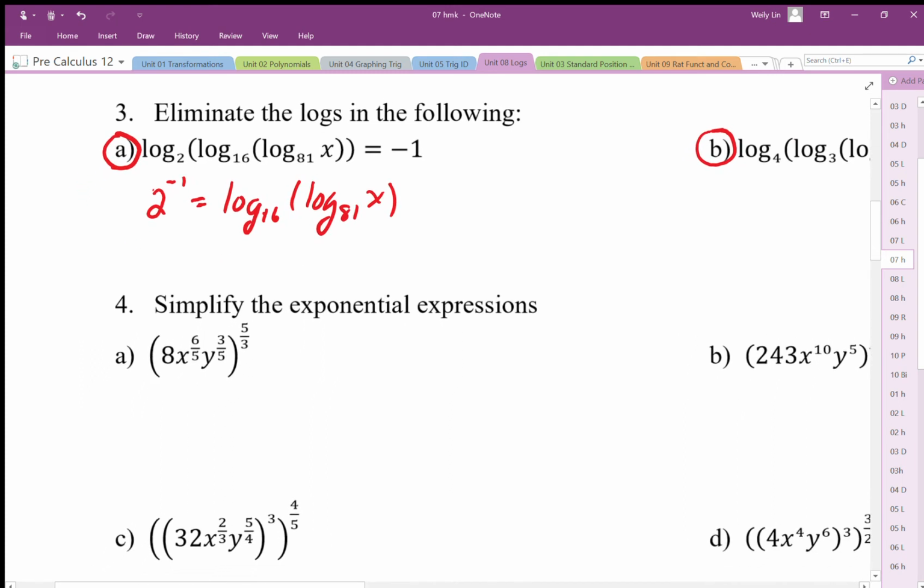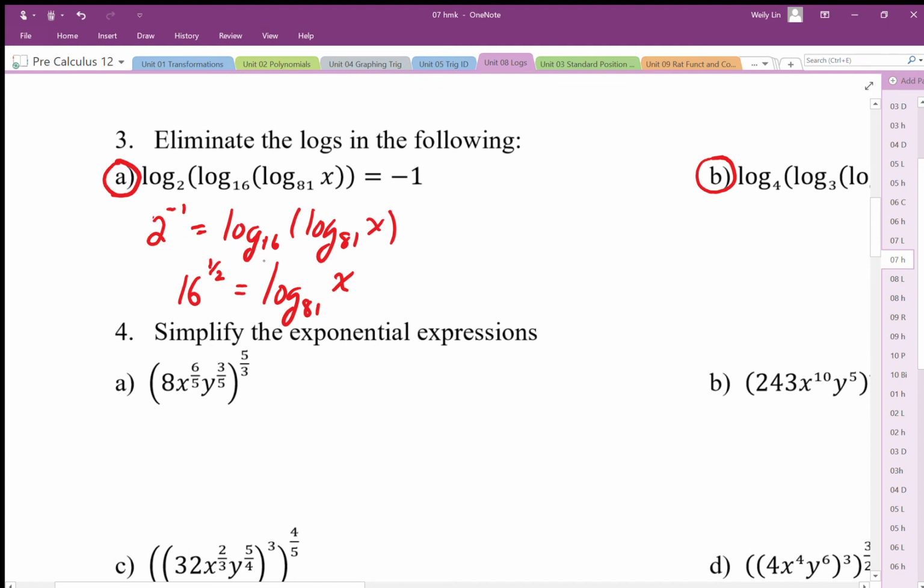Okay, so once I've applied that, first I've gotten rid of the outside log. Now I can do the same process to get rid of this next outside log. So that is 2 to the power of negative 1, which is 1/2. So then I'm going to use the base 16. That's my power 1/2. And that's going to equal log base 81 of x.